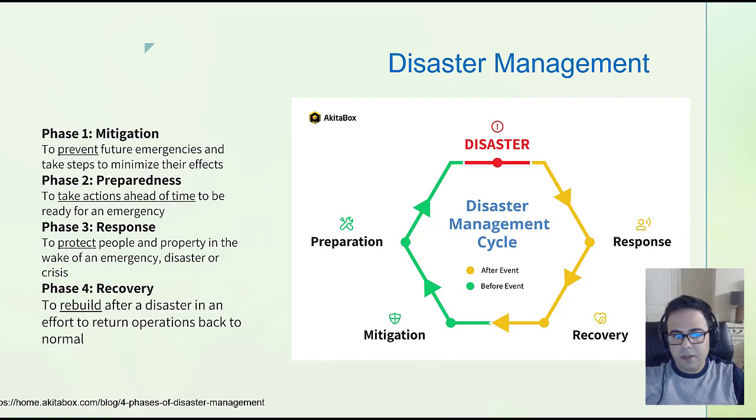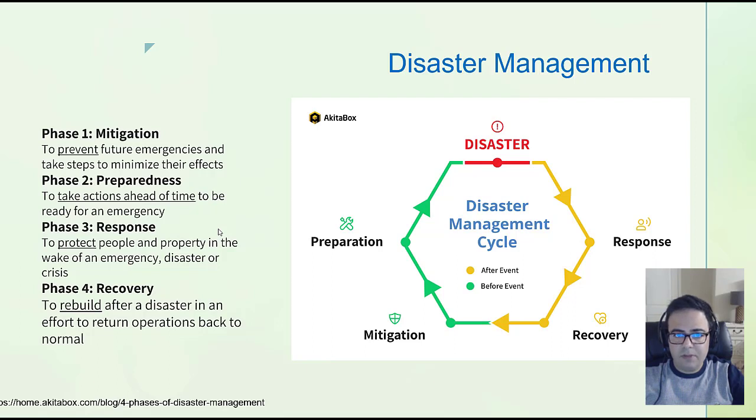The last phase, phase four, usually happens after the event, maybe toward the end of the event: recovery, to rebuild after a disaster in an effort to return operations back to normal. So these are the four phases of disaster. In the current video, we are going to discuss the response for a specific case known as volcanoes.